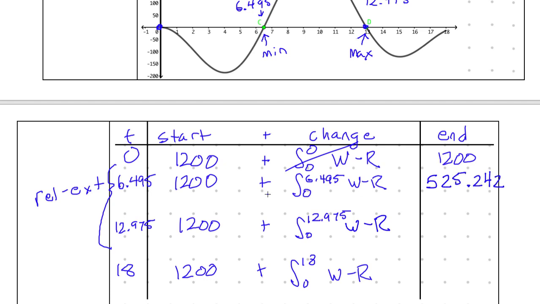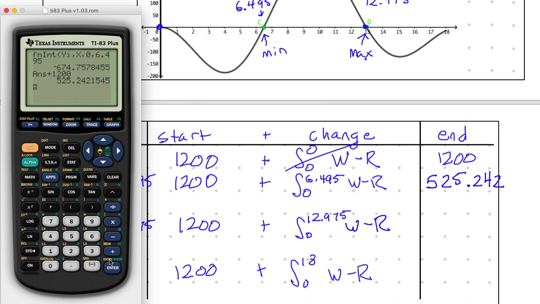And then I have to do the same thing again, so second enter to go backwards, and I can replace this with 12.975. Enter, wait for it to do this thing. Use your shortcut keys. Second enter will do the last entry and then the last entry again. So second enter will go backwards 2 steps. You got this. Go, calculator, go.